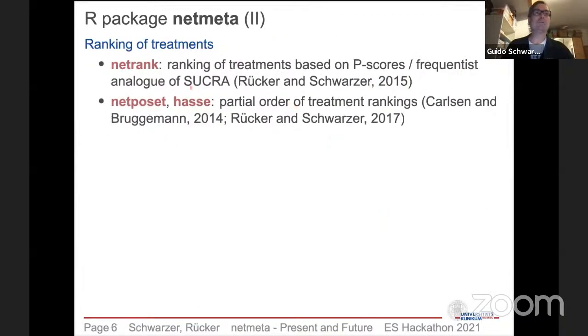Regarding ranking of treatments, one can use netrank, which provides p-scores, which are a frequentist analog to SUCRA values. And if you have more than one outcome and would like to rank your treatments by them, then there is also the method of partial ordering of treatment rankings available in these functions here.